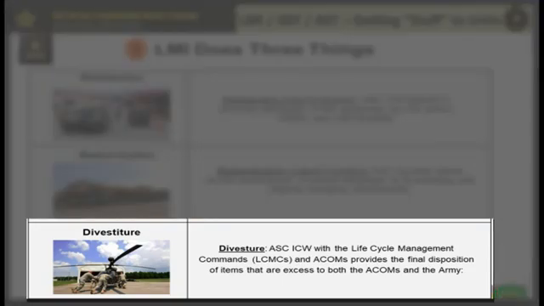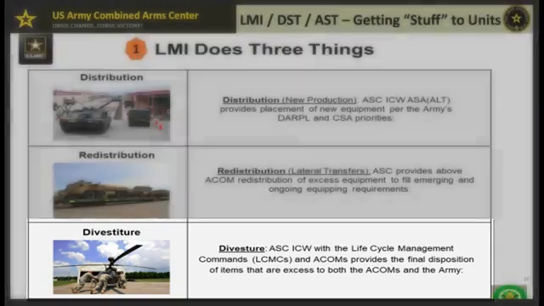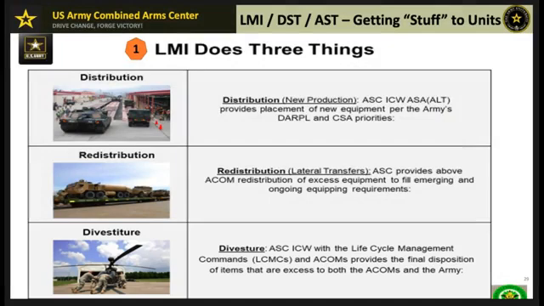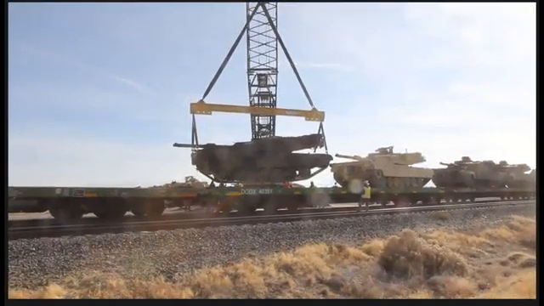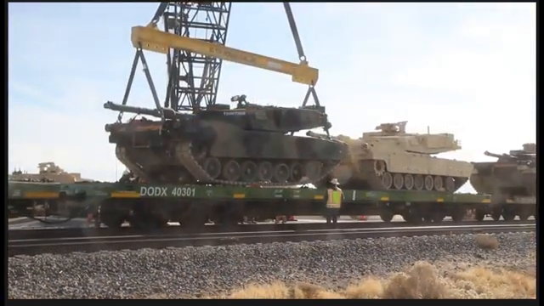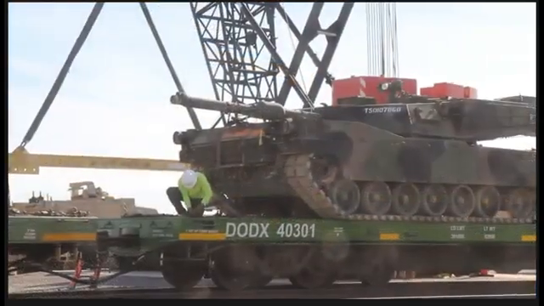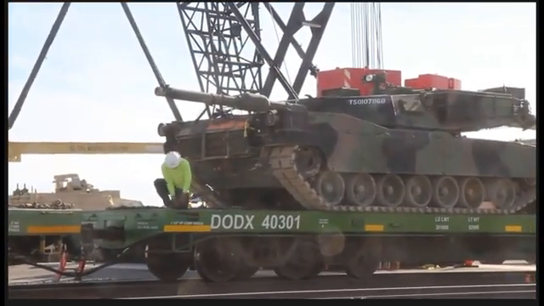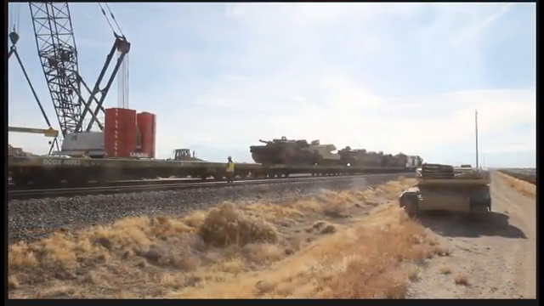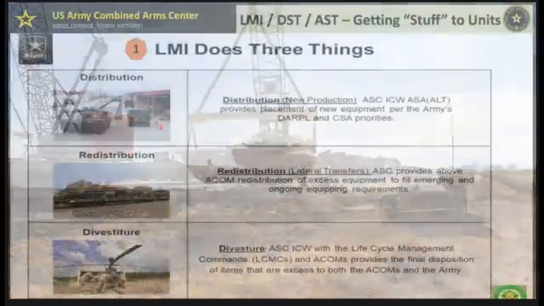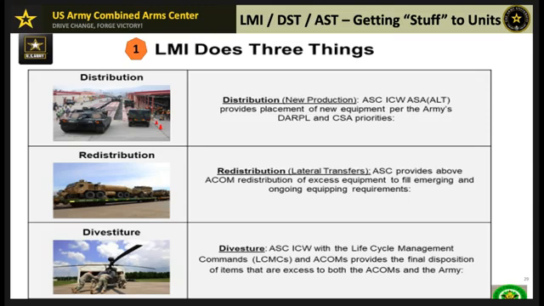Divestiture. Finally, ASC, in conjunction with Life Cycle Management Commands, LCMCs, facilitates the divestiture of excess equipment that is no longer needed. This process removes surplus items from both the Army commands and the Army, ensuring that only necessary equipment remains in the system. These three processes ensure that the Army's equipment is efficiently distributed, redistributed, and divested, maximizing readiness and operational capability.